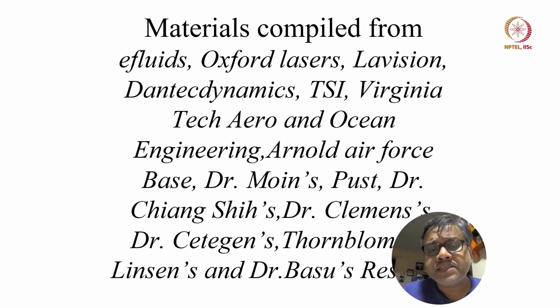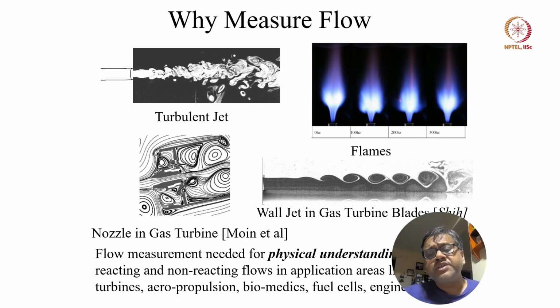So let's start. As we know, why we measure flow, we already covered a little bit of this when we did the LDV portion. For example, you can have different types of flow situations. Here you see a turbulent jet. This is, for example, a flame, from Professor Setijan's work. This shows a bluff body stabilized flame. This is the nozzle in a gas turbine.